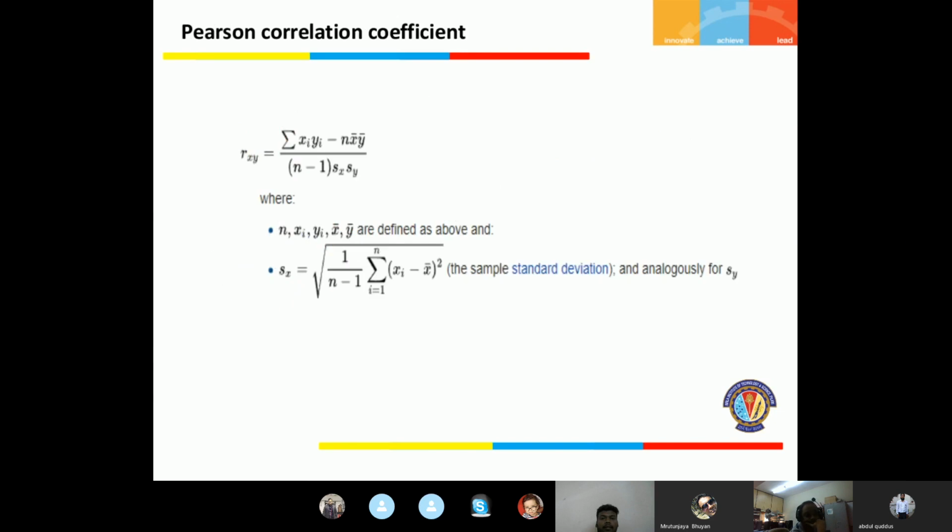And now we will study the Pearson correlation. What is Pearson correlation? I just want to say that from a data set xi, yi, it is the sum over xi yi minus the number of data times x average times y average, divided by the number of data minus 1 times the standard deviation of x and the standard deviation of y. This is called the Pearson correlation, a standard thing.